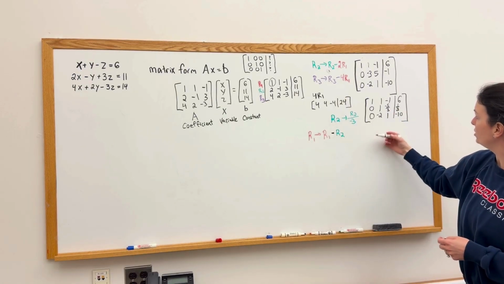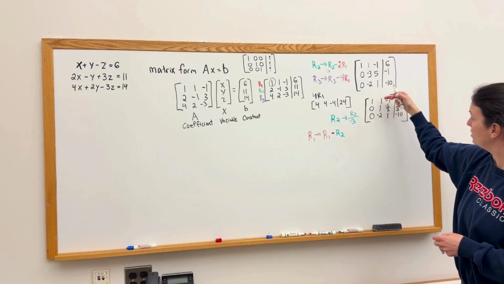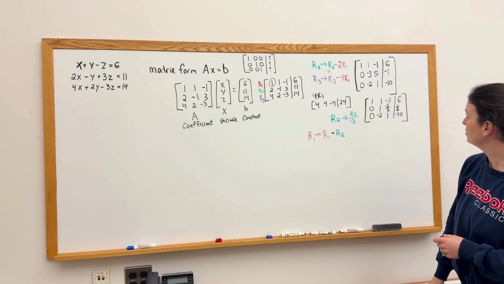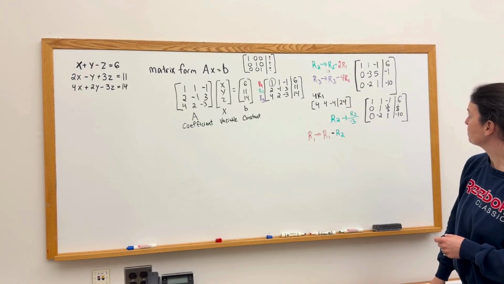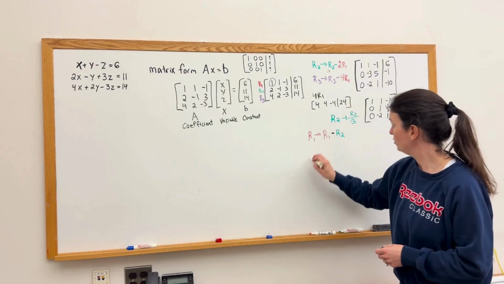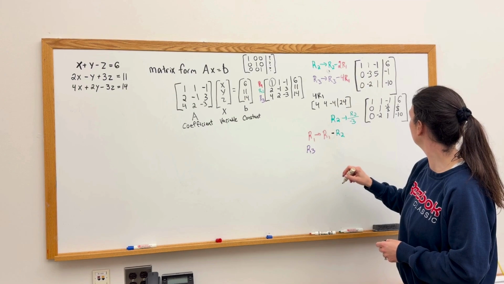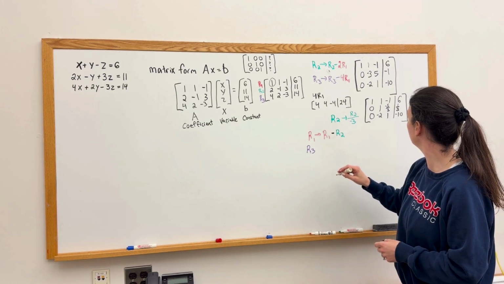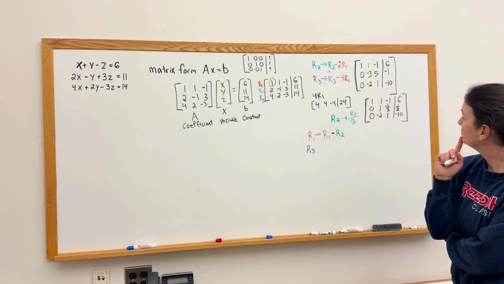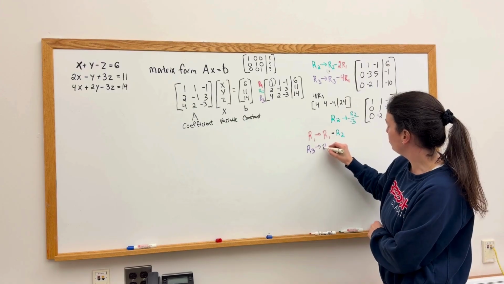Why are we doing that? Because we want a 0 here, and this 1 minus 1 is 0, so it'll work out that way. And then we also want a 0 here, right? So we're also going to change row 3. Can we do this at the same time? Yeah, this will work.